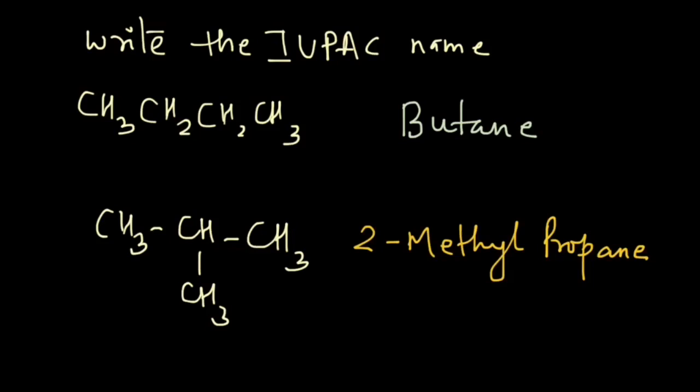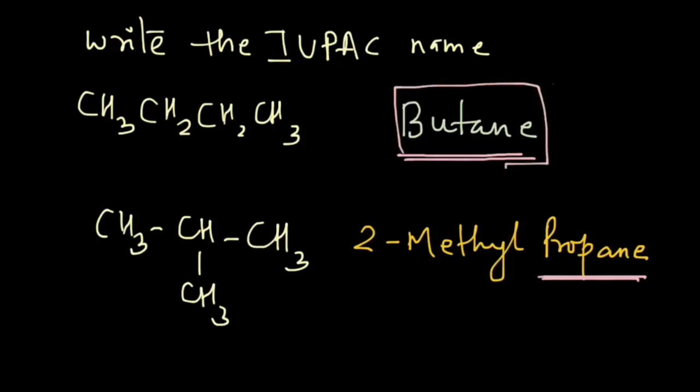After you write the names, look at the last part of each name. For example, in butane there is only one word, that is butane, and in the second compound the last word contains propane. If these two are different, then you have chain isomers, because this part tells us the name of the parent chain. So if parent chains are different, they are going to have different names. If these two are different, you will have chain isomers, and if they are the same, they are not chain isomers. Let's take some more examples.